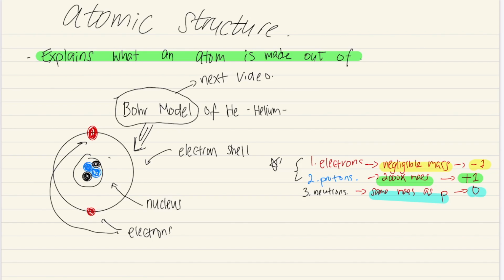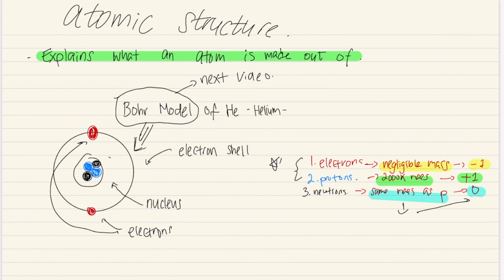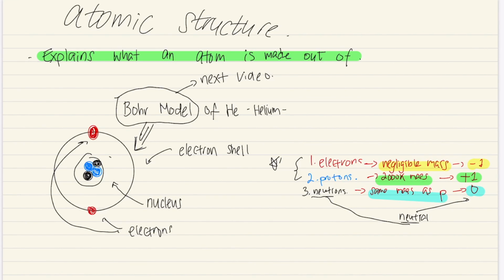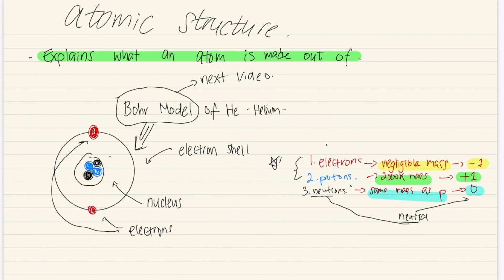A charge of 0 is called neutral, hence the name neutrons. Anyways, these three, electrons, protons, and neutrons, are basically what makes up an atom.